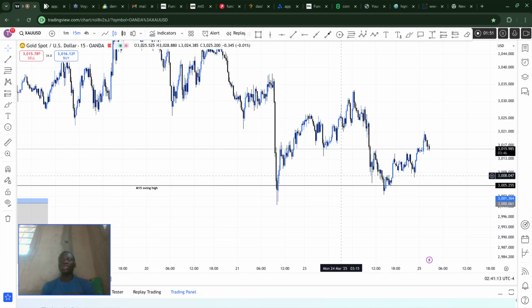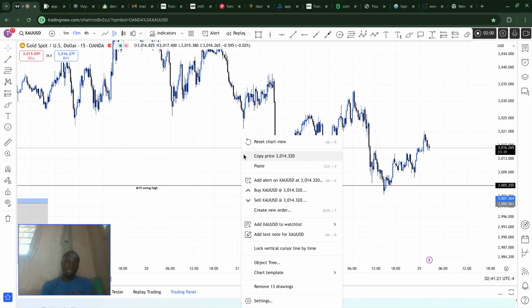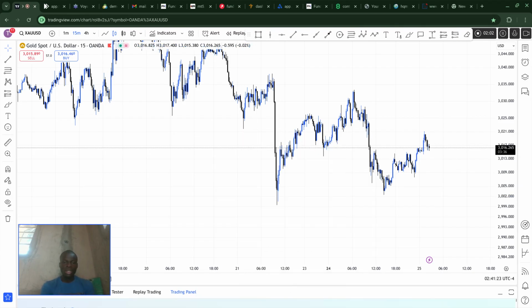Let's not waste much of our time, because 2 minutes is already gone. Let's get back to it. The first thing we have to do here is clear our chart. Everything.